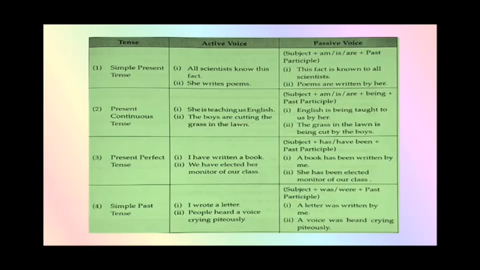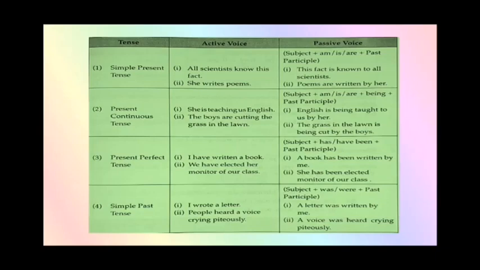Next is, she writes poems. And in the passive voice, we have poems are written by her. In the present continuous tense, she is teaching us English. So in the passive voice, we have subject plus am, is, are plus being plus the past participle. So in this we have English is being taught to us by her.